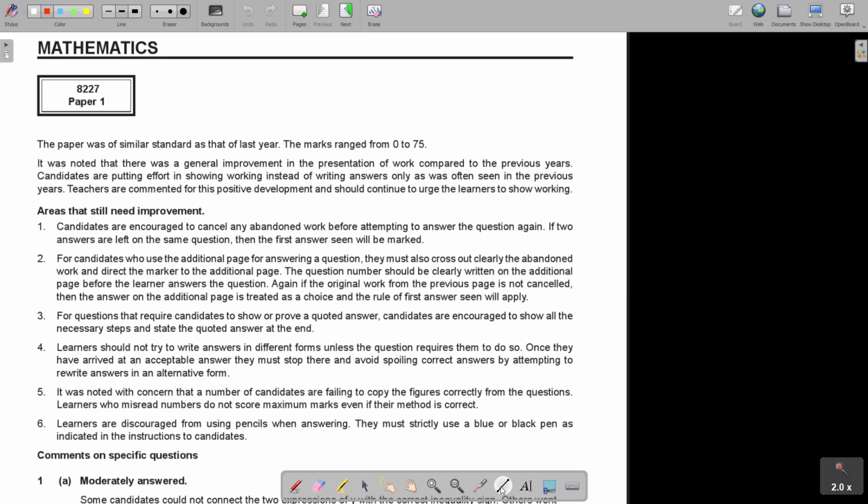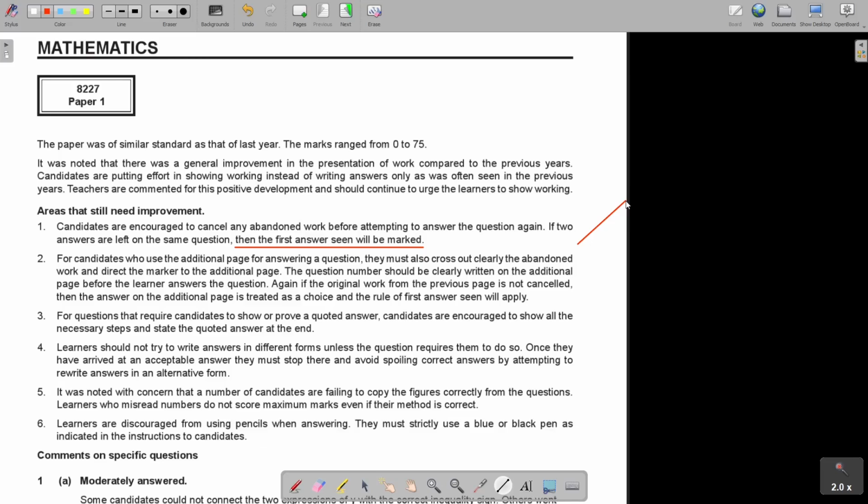So first draw a line through the incorrect part. If two answers are left on the same question, then this is very important, the first answer seen will be marked. Okay, so the one that the marker sees first, he will take that as your correct one. Okay, so if that's not the correct one, just draw a line through it. Don't scratch, just a line through the incorrect ones.